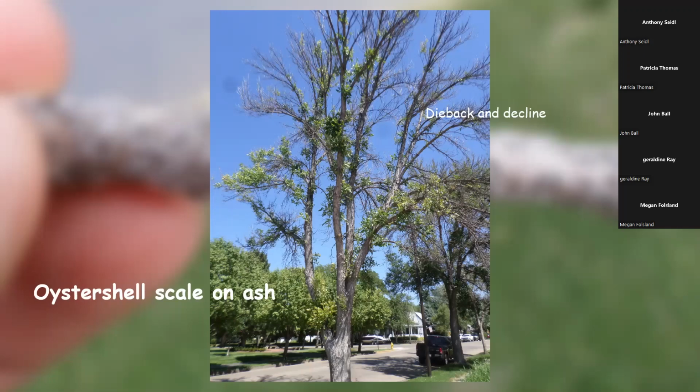And remember, they're sucking the contents of the cells out, in this case, the oyster shell scales, and it's removing that food stuff from the trees. And they can remove about 20%. And you're going to get a lot of dieback then. So very heavy scale populations can result in dieback and decline of their hosts.